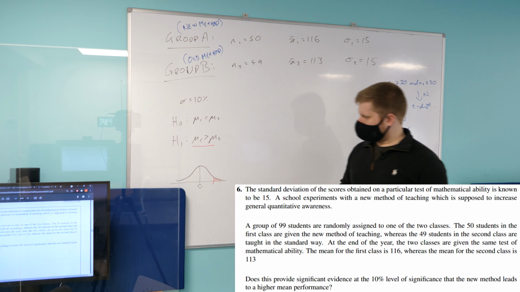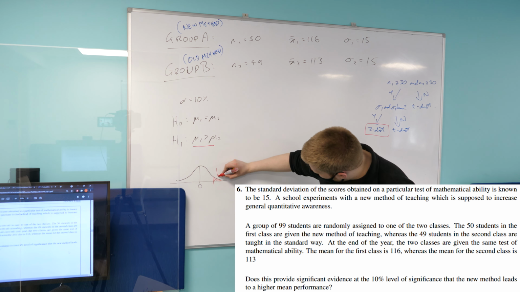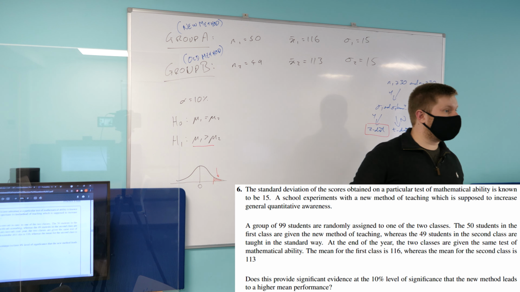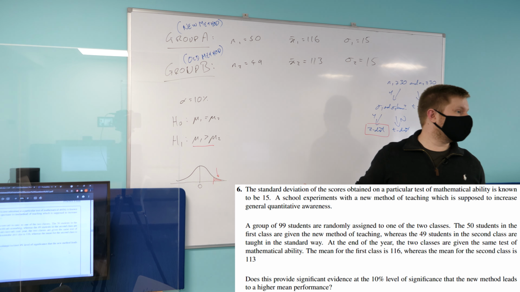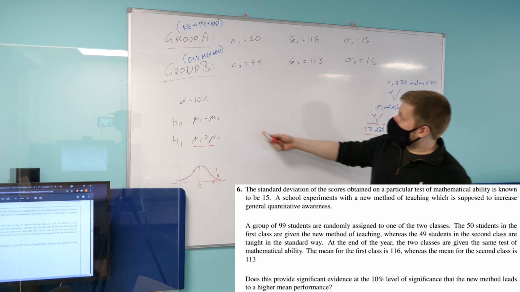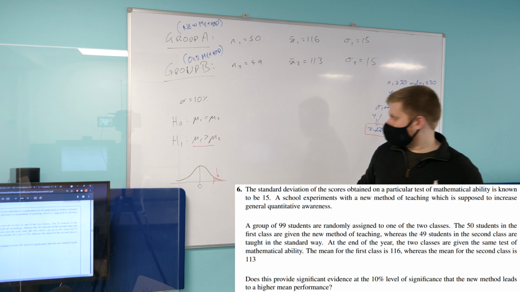Okay, so this right tail, because I literally want to establish that. Now, what is the size of this critical region? That's the region where I'm going to reject the null hypothesis. What's the size of that? 10%, perfect. That's exactly the same as the level of significance.